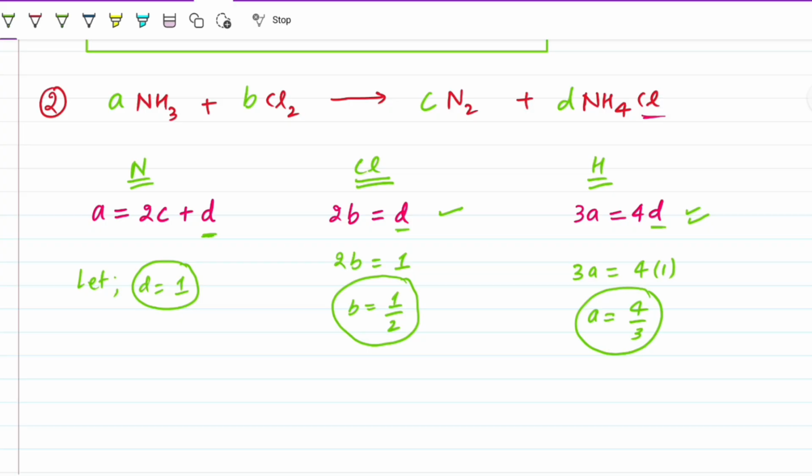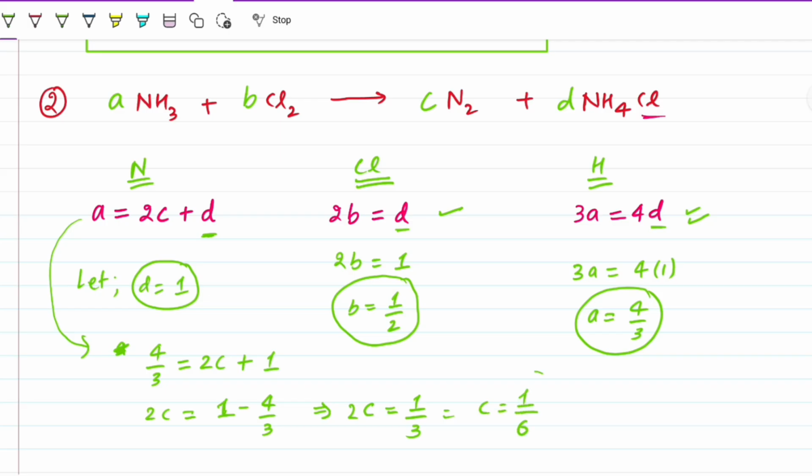Now put these values in the equation of nitrogen. A equals 4 by 3, so 4 by 3 is equal to 2C plus D, where D is 1. So 2C is equal to 1 minus 4 by 3. When we solve this equation, 2C is equal to minus 1 by 3, so C comes out to be minus 1 by 6.